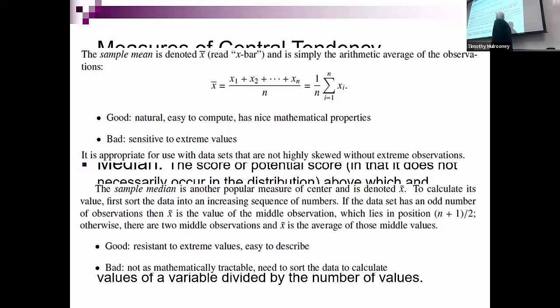Like I said before, it's resistant to extreme values, but it's not mathematically tractable, meaning there's no one formula that we can apply for the median. First, we have to figure out if it's odd or even. If it's odd, it's just the middle. If it's even, you have to average the 2 middle ones. With the mean, it's really easy to calculate.